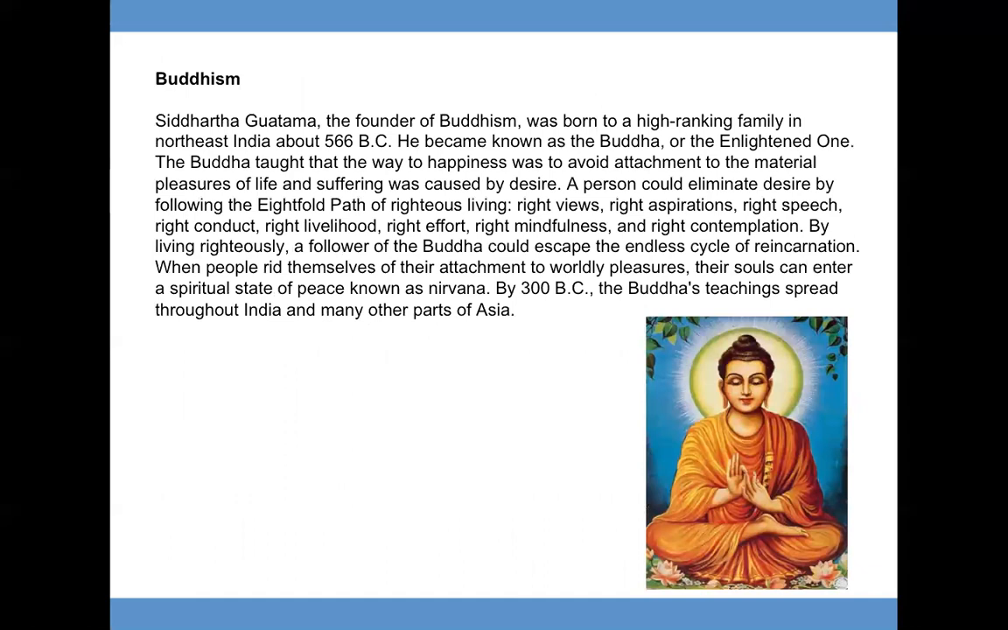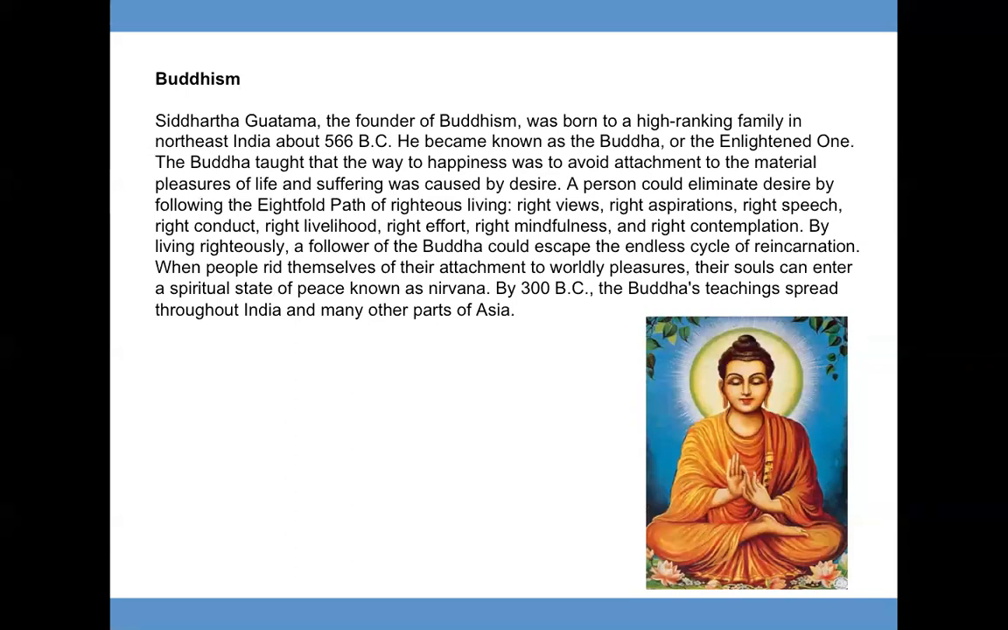Buddhism. Siddhartha Gautama, the founder of Buddhism, was born to a high-ranking family in northeast India about 566 BC. He became known as the Buddha, or the Enlightened One. The Buddha taught that the way to happiness was to avoid attachment to the material pleasures of life, and that suffering was caused by desire. A person could eliminate desire by following the Eightfold Path of righteous living: right views, right aspirations, right speech, right conduct, right livelihood, right effort, right mindfulness, and right contemplation.